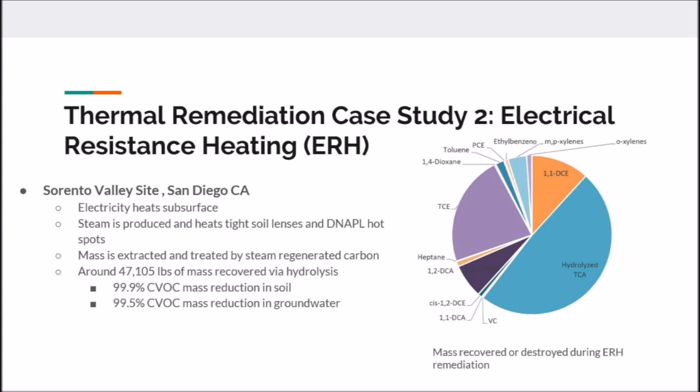This process would require electricity flowing between subsurface electrodes and heating the subsurface. Steam is produced in situ and heats the tight soil lenses and DNAPL hotspots. Finally, mass is extracted in vapor phase and treated by steam regeneration carbon. A minimum of 47,105 pounds of mass was recovered or destroyed in situ via hydrolysis. The average daily mass removal rate was 113 pounds per day.